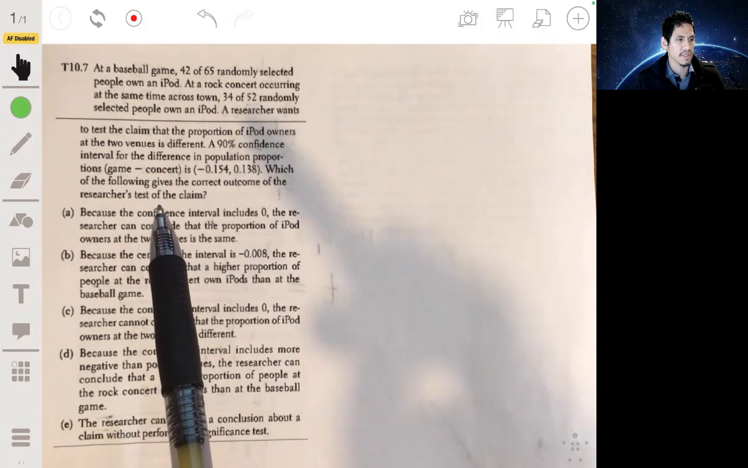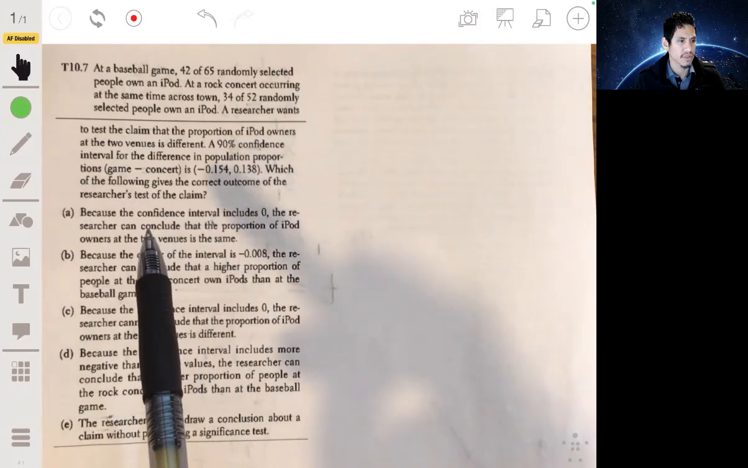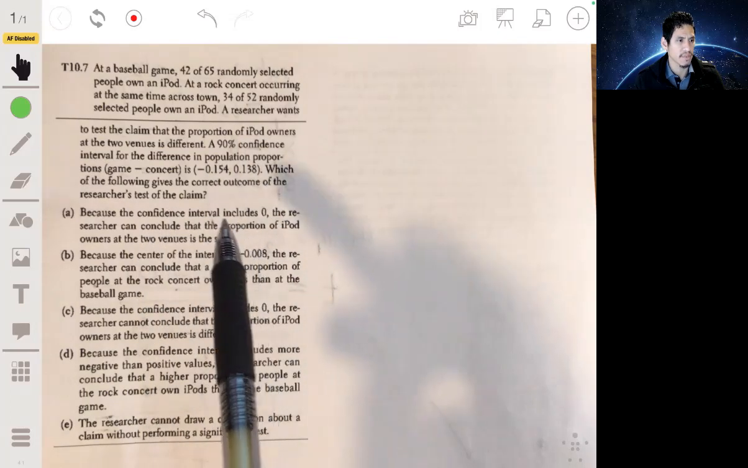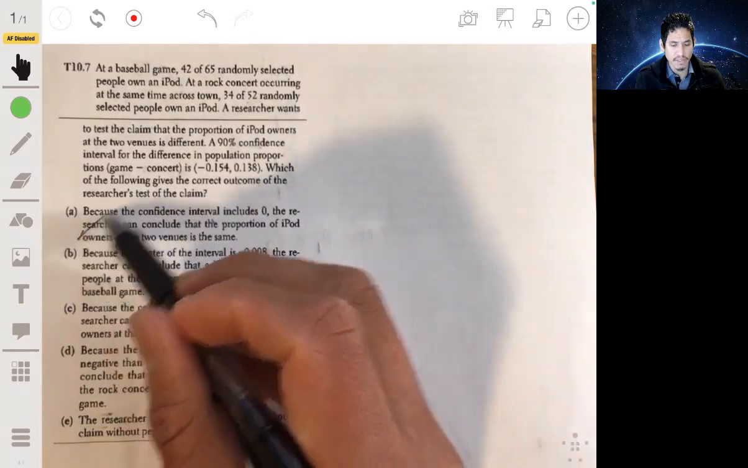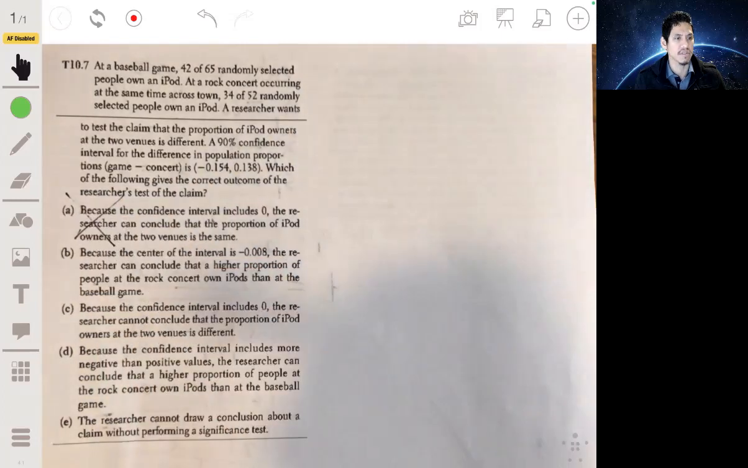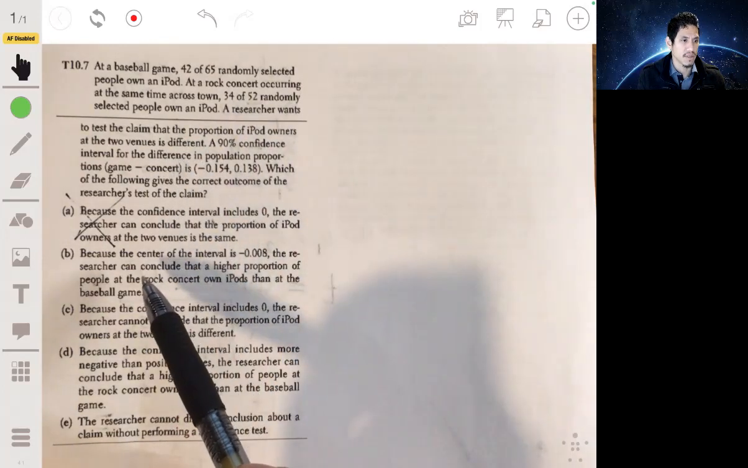Okay, so let's go through each of these. Because the confidence interval includes 0, the researcher can conclude that the proportion of iPod owners at the two venues is the same. No, this is actually the opposite. This is definitely wrong. Since it includes 0, 0 is a plausible value, and we could say 0 is the true difference, meaning there is no difference in the proportion of iPod owners in the two venue groups. So let's look at B.